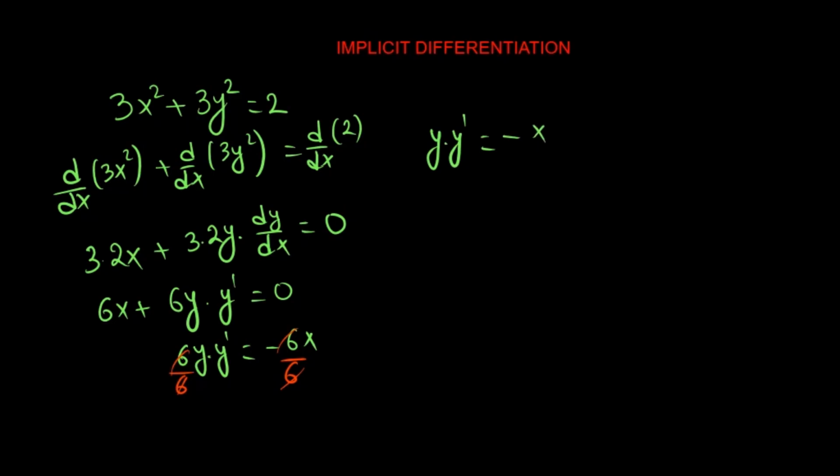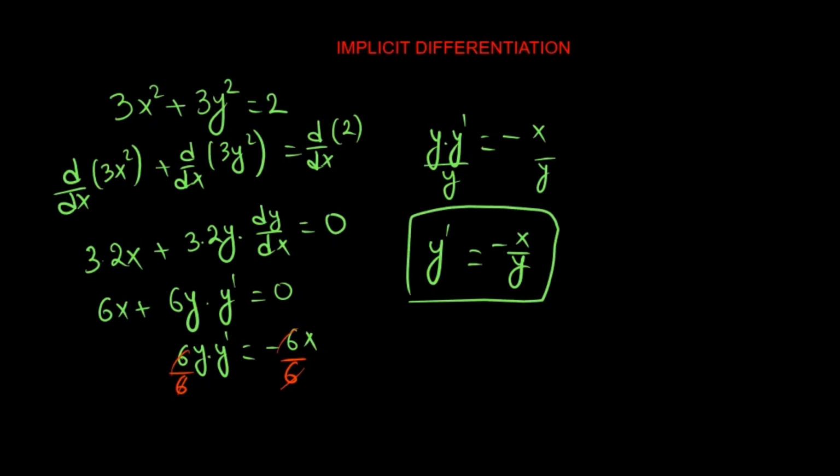Again, to isolate y prime, I divide both sides by y. So on the left I have y prime, on the right we have minus x over y. And that is your solution.